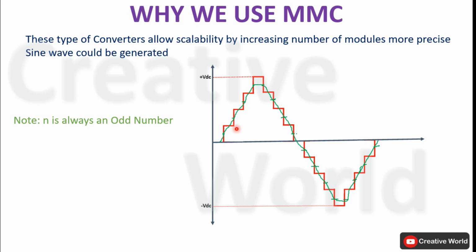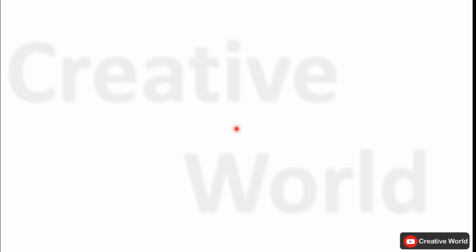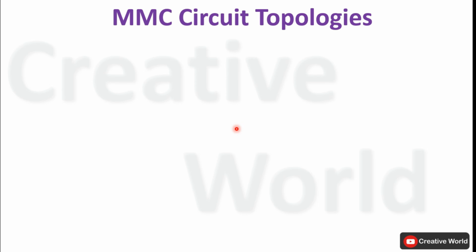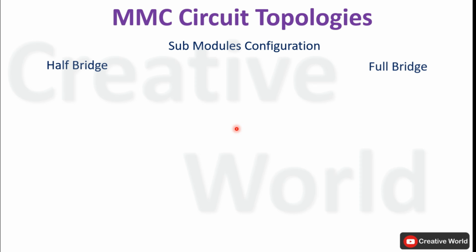Now you will be thinking, we have used the word submodule a lot of times. What is basically this word? So now we will elaborate on the submodule. Before that, we have to discuss different types of topologies used in MMC circuits. There are a lot of topologies using which MMC circuits could be developed, but we will focus only on two well-renowned topologies which are used to develop submodules of MMC converters. These submodule configurations are: the first one is half-bridge and the second one is full-bridge.